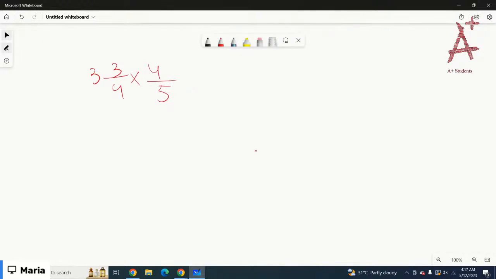Okay, just convert it into an improper fraction. 4 times 3 is 12 and 3. You can cancel out 4 times 1 is 4. It would be 15 over 5, so it would be 5 times 3 is 15, so it would be 3. So the correct option is 3.